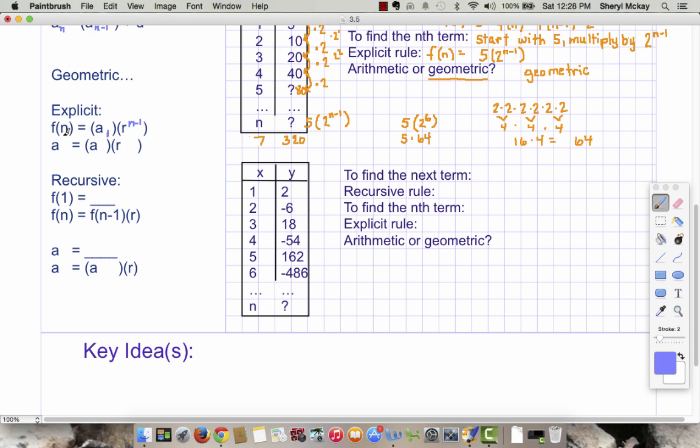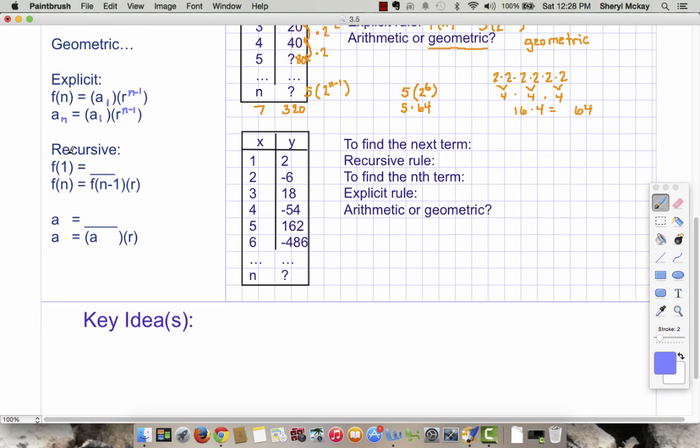All right? Or if we were going to just use a as our terms, we would say a sub n is equal to a sub 1 times r to the n minus 1. So really the same thing, we're just replacing f of n with a sub n, okay? And then the recursive would look like this. F of 1 equals whatever it is, we would decide what it is, and then we would say f of n equals the function of the previous term, f of n minus 1, so the previous term times the constant ratio, all right?